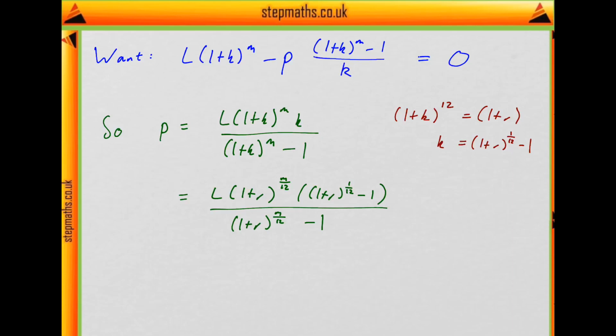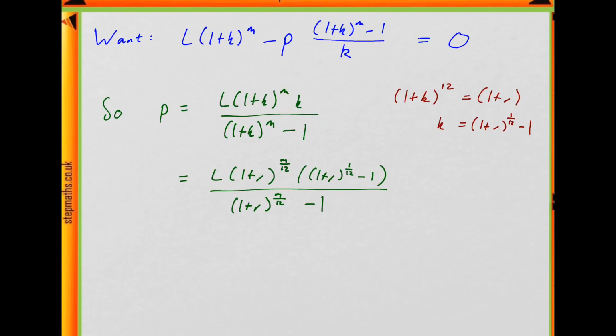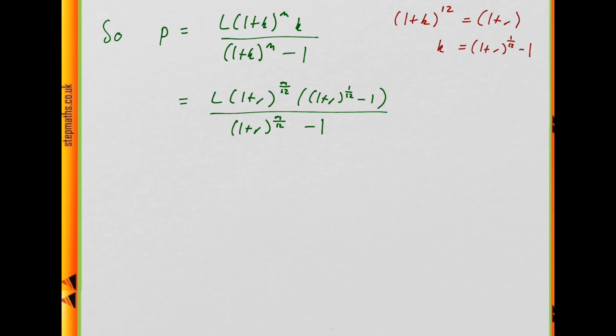So if I now put in r, this becomes 1 plus r to the m 12ths. This, which was k, becomes 1 plus r to the 12th minus 1. And on the bottom we have 1 plus r to the m 12ths minus 1. And that's our final answer, but it's not a nice looking expression, and it's hard to simplify.